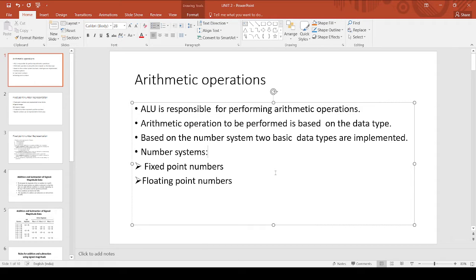Arithmetic operations to be performed are based on the data type. Based on the number system, two basic data types are implemented in the computer system. They are fixed point numbers and floating point numbers. In integer numbers, a radix point is fixed and assumed to be to the right of the rightmost digit. As the radix point is fixed, the number system is referred to as the fixed point number system. The fixed point number system is used to represent positive or negative integer numbers. The floating point number system allows the representation of numbers having both integer part and fractional part.